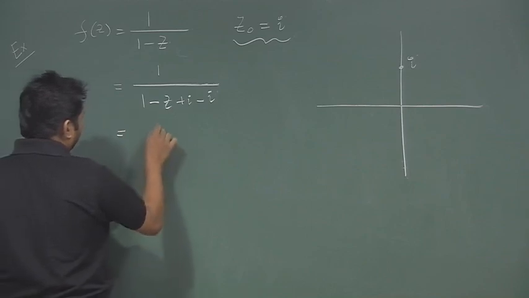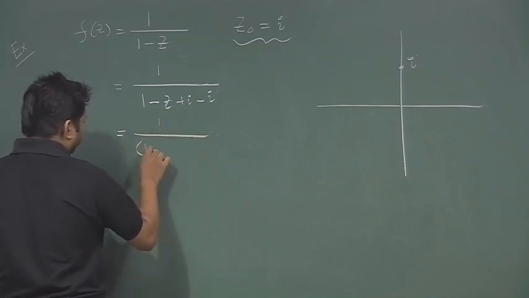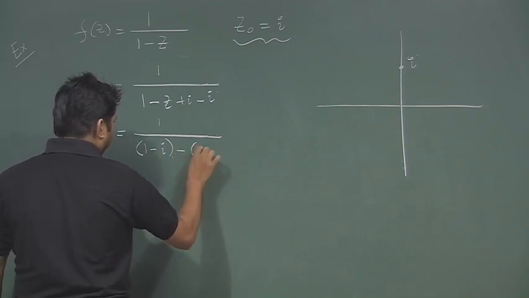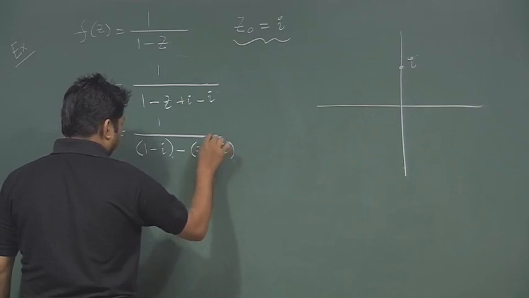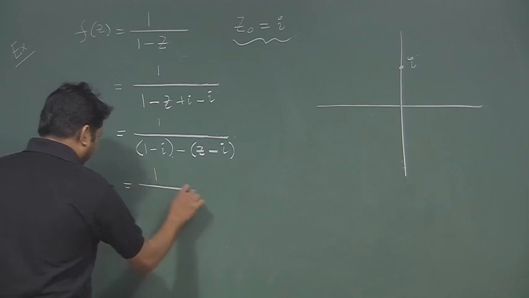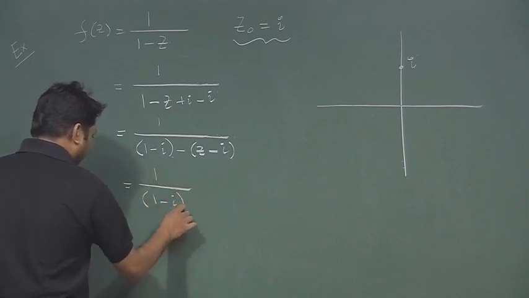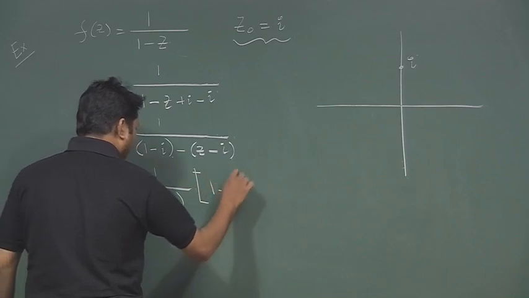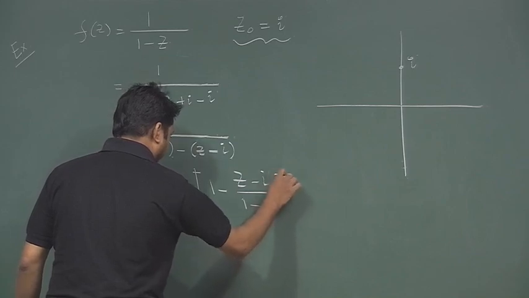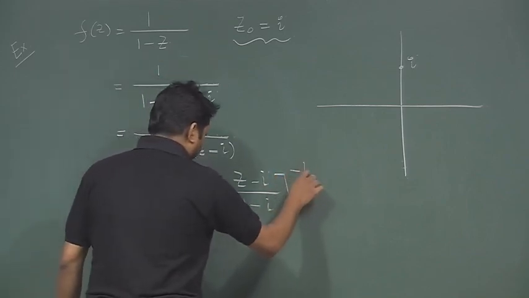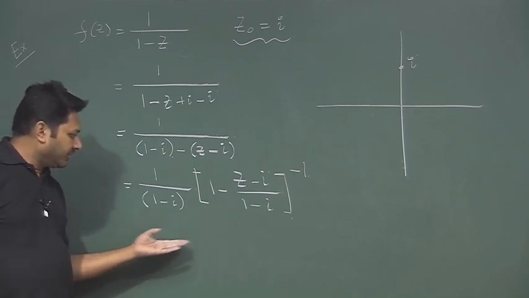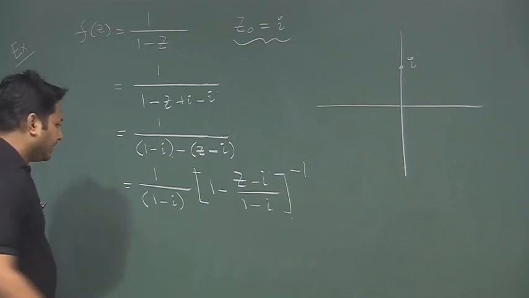and then what I do, I will write 1 minus i minus (z minus i). Then I will take 1 minus i common, then it will be just 1 minus i times 1 minus (z minus i) divided by (1 minus i), right. So, whatever expansion I will have is simply the Taylor series expansion.